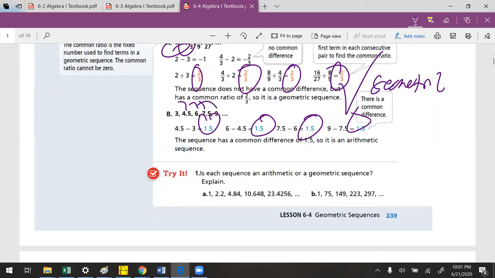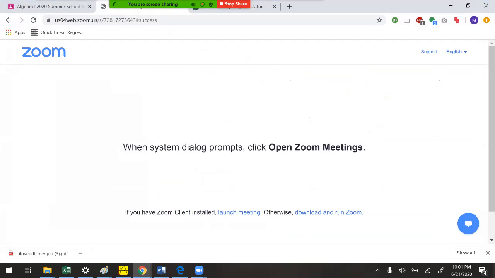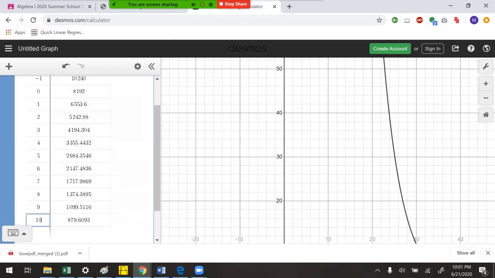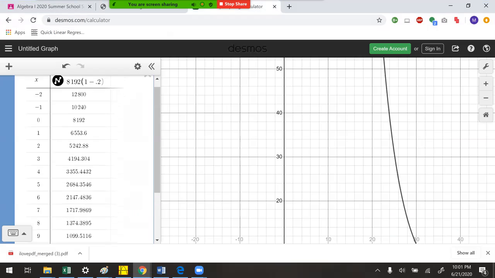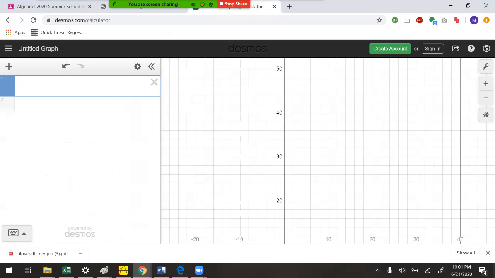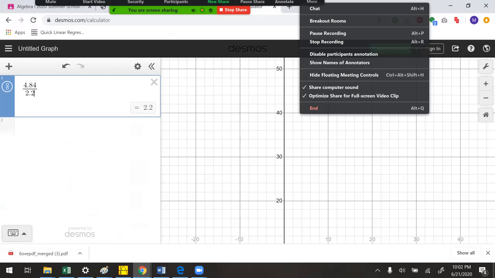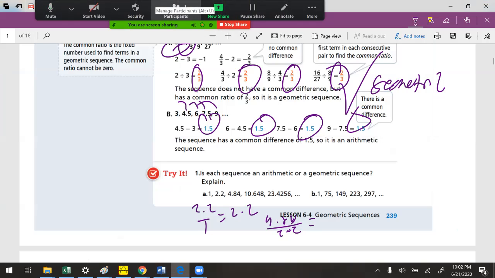Let's look at this one here. 2.2 divided by 1, that's 2.2, okay? 4.84 divided by 2.2, okay? If you want to be technical here, let's use Desmos. 4.84 divided by 2.2, 2.2, voila. So therefore, it's geometric.